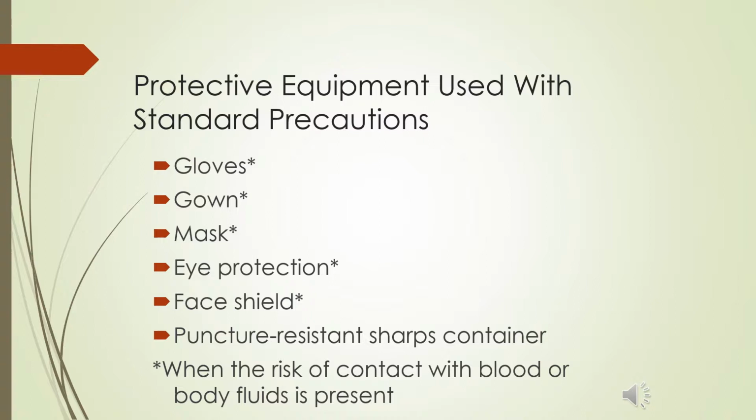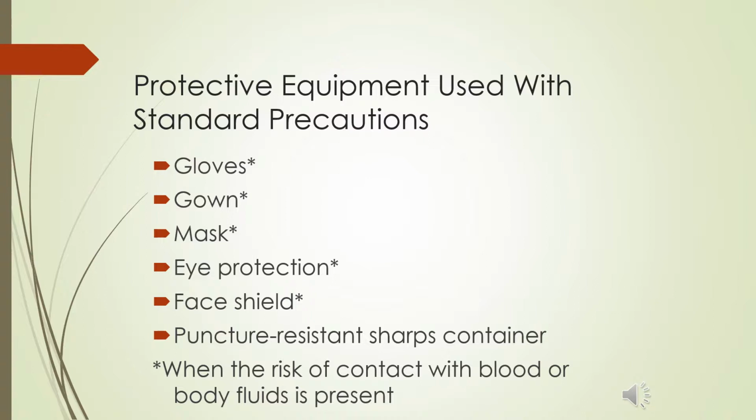We always have to have puncture-resistant sharps containers anywhere we might have a needle also. And see the little asterisk beside all of those? We wear these when there's a risk of contact with blood or body fluids. So we use protective equipment. We call it PPE, personal protective equipment, if we're likely to come into body fluids or blood.